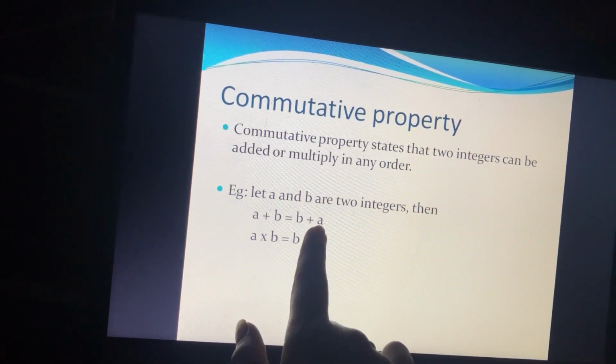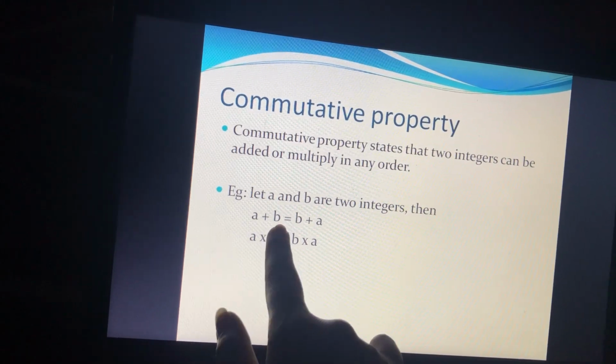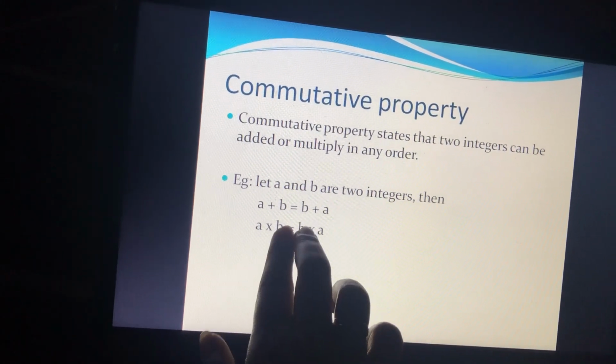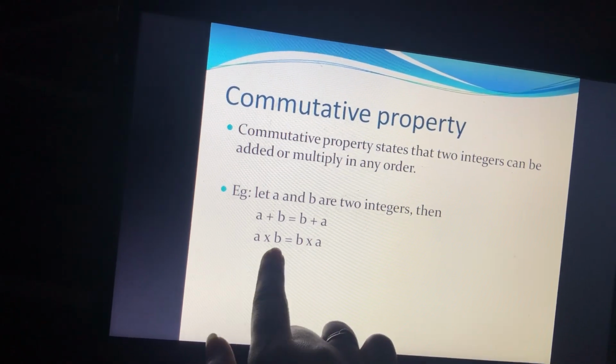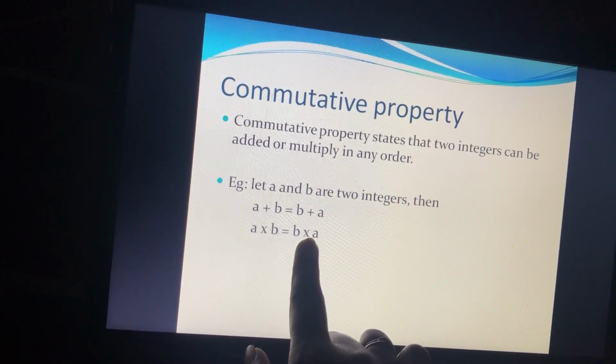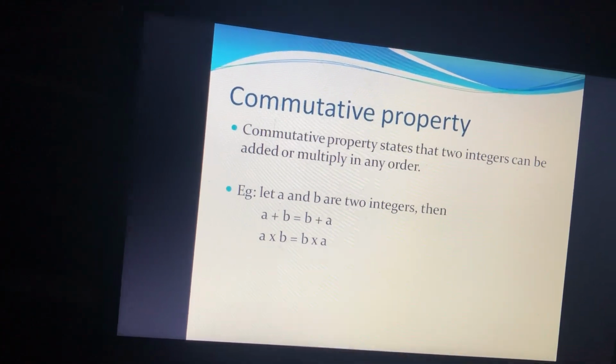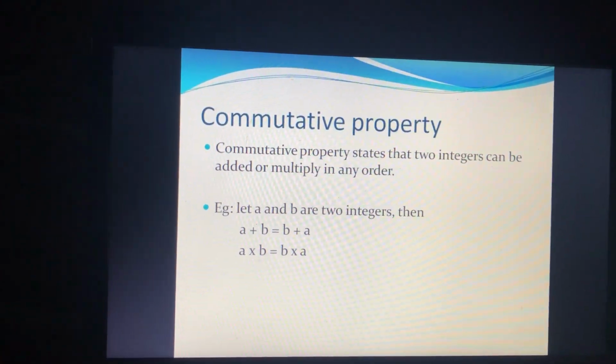We can change the position. हमने इसकी position change की है. First of all a plus b था, then b plus a, but the answer remains same. In a similar way, in multiplication also, when we change the position, the answer remains same, right?